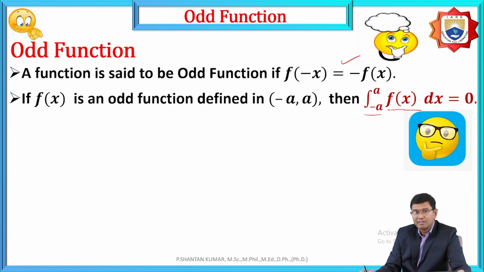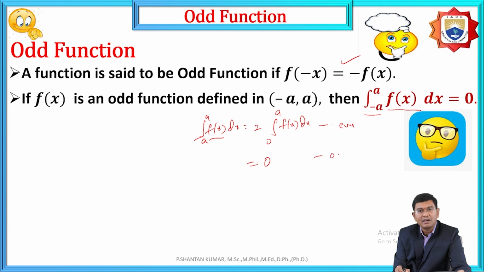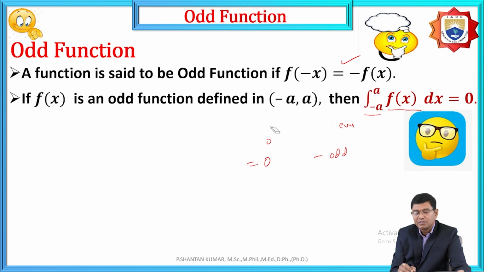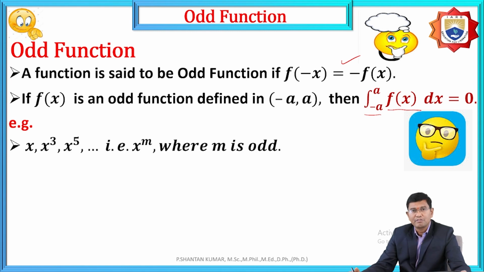Moreover, here f of x is the odd function. Previously, for an even function on minus a comma a, the integral of f of x dx is equal to 2 times the integral from 0 to a of f of x dx. And in this case, for the odd function, it is 0. These are the basic fundamental properties of even and odd functions when the limits are minus pi comma pi. For example, odd functions are x, x cube, x power 5, and so on, x power m, where m is odd.